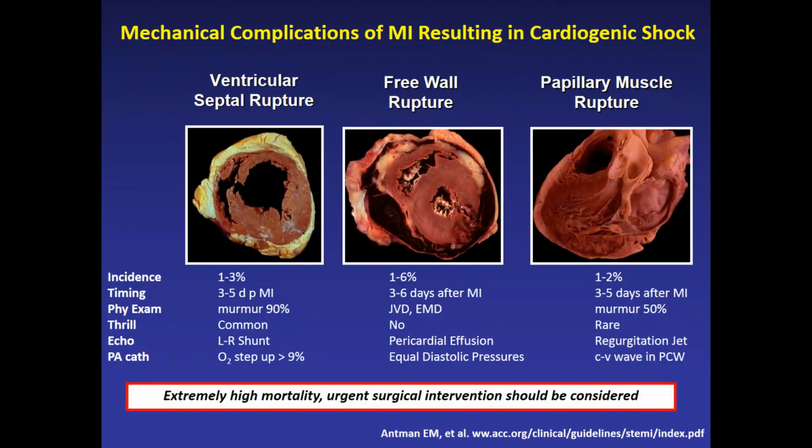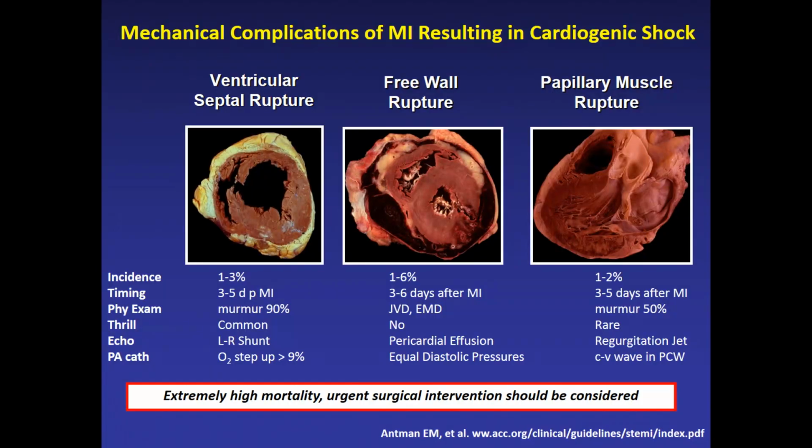These are the key mechanical complications of myocardial infarction resulting in cardiogenic shock: ventricular septal rupture, rupture of the free wall generating pericardial tamponade, and rupture of the papillary muscle generating acute mitral regurgitation. You'll see that the different complications vary in their timing after the initial myocardial injury, but typically occur within 3 to 5 days following infarct.